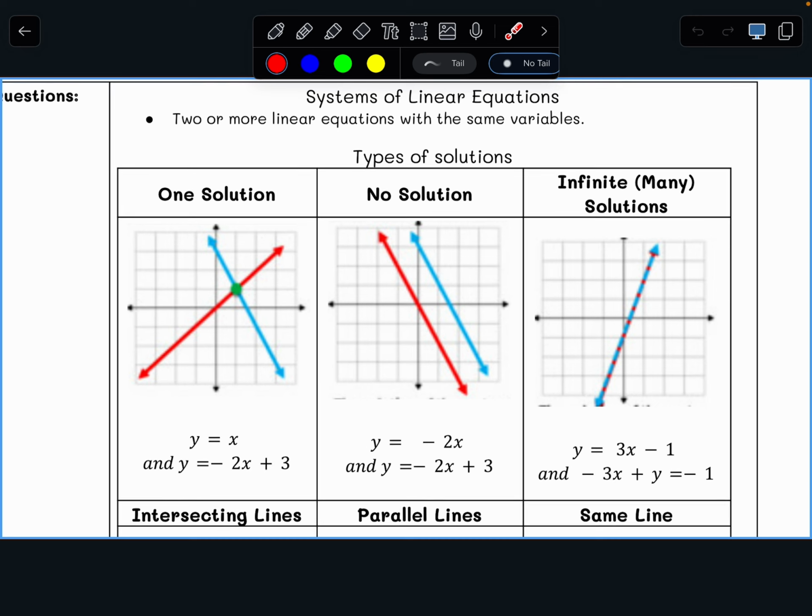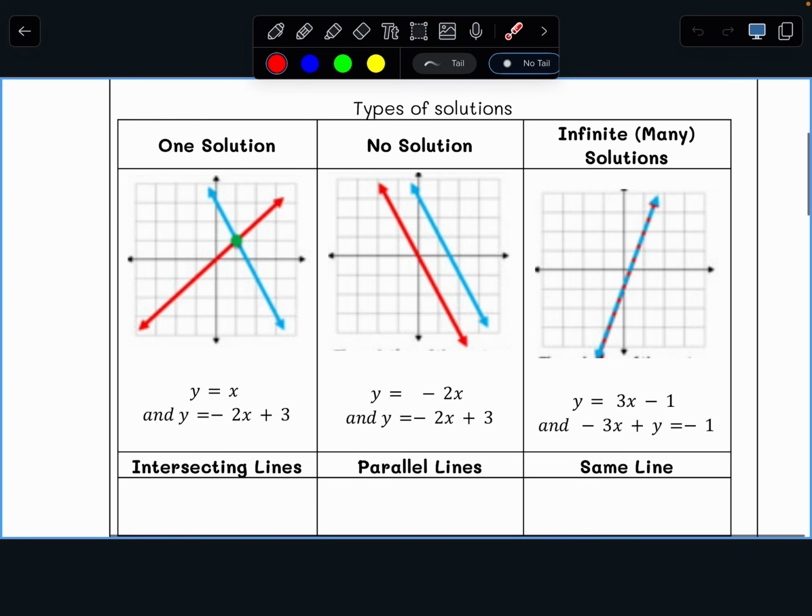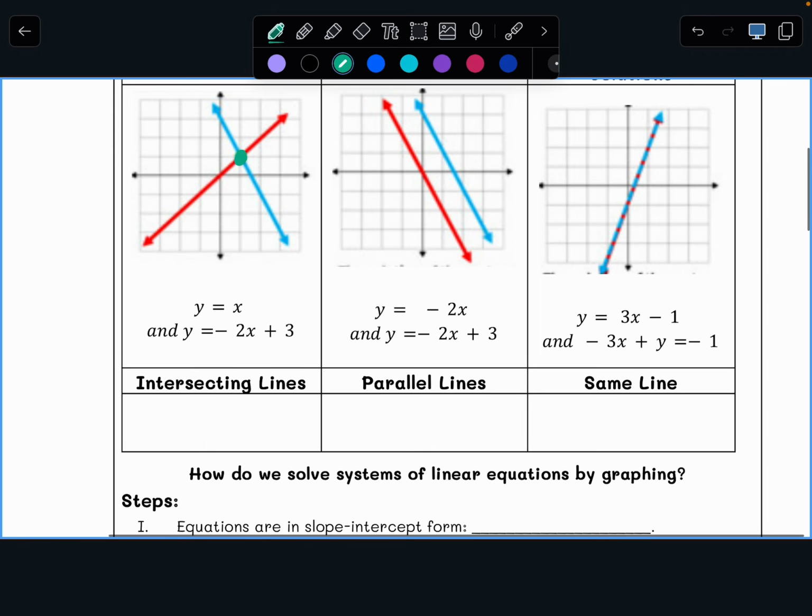So remember that a system of linear equations is two or more equations with the same variables, and they are graphed on the same coordinate plane. These are the different types of solutions you will see. One solution where these two lines intersect, and the solution is (x, y), so the coordinates of the point where they intersect. So in this case, the solution is (1, 1).